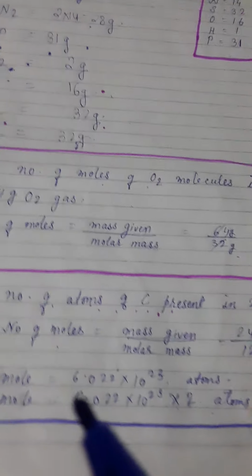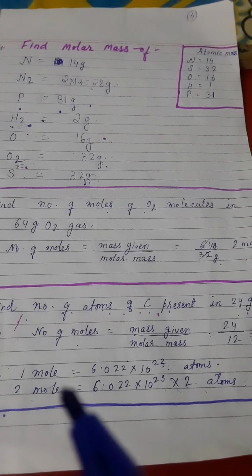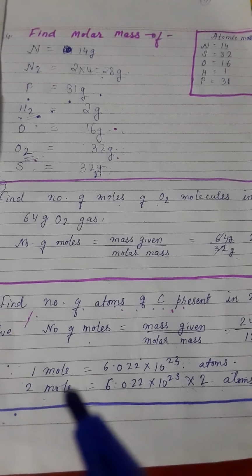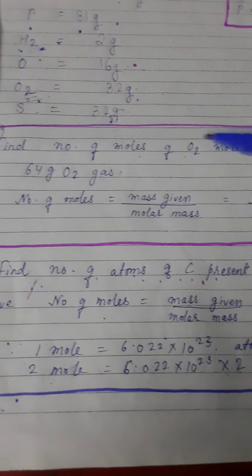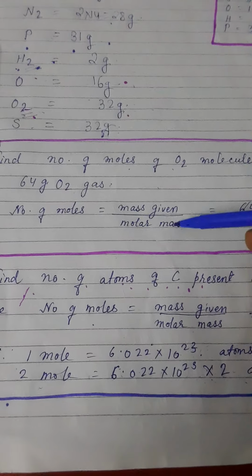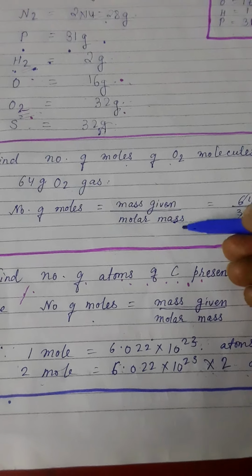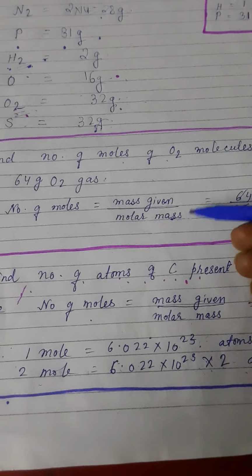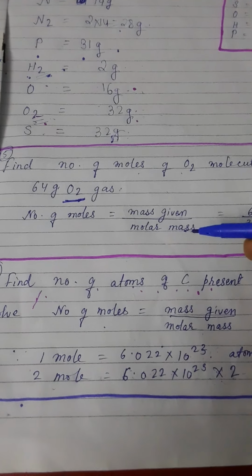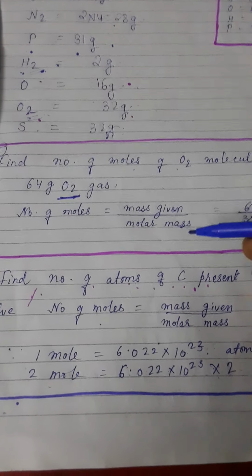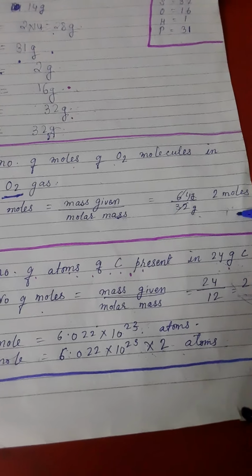See, some numericals are here. Find the number of moles of oxygen molecule in 64 gram of oxygen gas. See here, oxygen O2. So how will you find out this sum? Same, number of moles equals mass given by molar mass. Mass given is 64 and molar mass 16. No, it has 2 oxygen atoms. So what will you write here? 32. 16 into 2, 32, and you will get the answer 64 by 32, 2 moles.